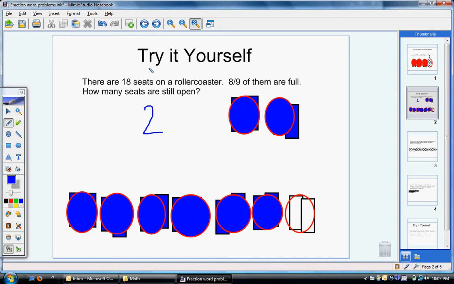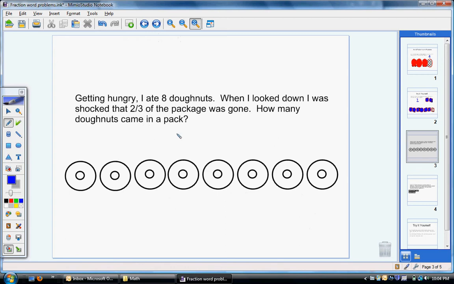Now these ones are pretty nice because they told us the total number, and then they told us which fraction we were dealing with. We just had to sketch it out to be able to visually see what that fraction meant. These next couple of problems are going to seem a little more challenging because they're not going to tell us the total. They're only going to tell us a part.